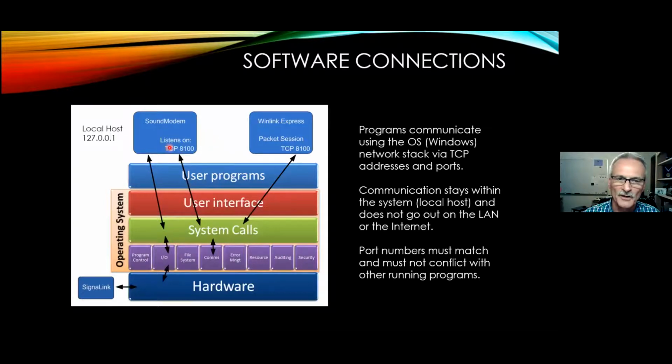TCP ports are how we talk to a particular application. And so, if I start up Sound Modem as my software TNC, I'm going to have to tell it what port it's going to utilize. By default, it's going to use port 8100 here. So then I have to make sure that Winlink Express is looking on localhost, this IP address, and the same port that I have set over here. And this communication just stays within your operating system. It never goes out on the Ethernet or the Wi-Fi. So that's how our programs talk to each other.